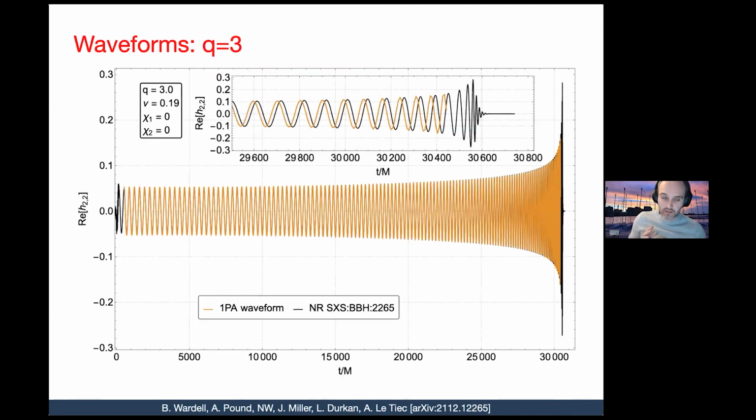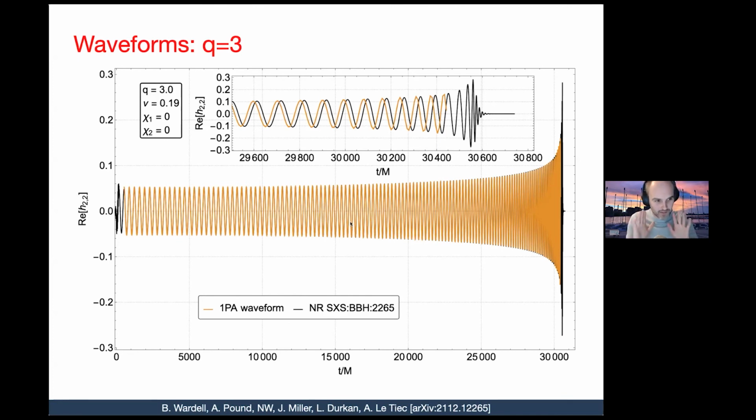We can, of course, really abuse perturbation theory as we did before. Here is an example at Q equals 3, so mass ratio of 1 to 3, where you really do not expect perturbation theory to work well at all. And you can see it does track the phase of the numerical relativity waveform remarkably well. Now, of course, towards the end, it does dephase, and you can see that on the inset here, that the blue and the yellow curves are dephasing, but that's expected.